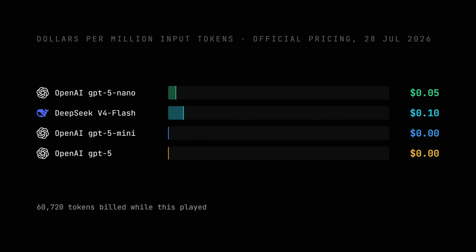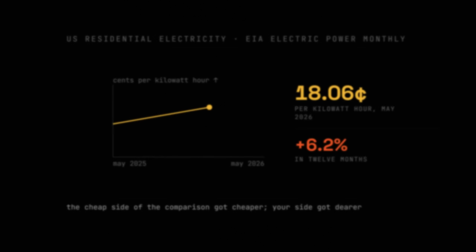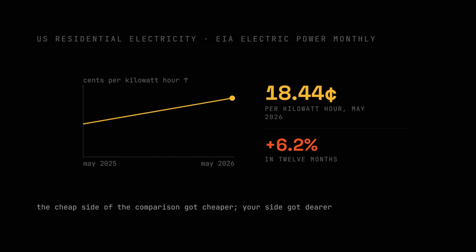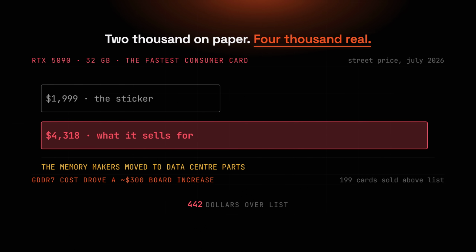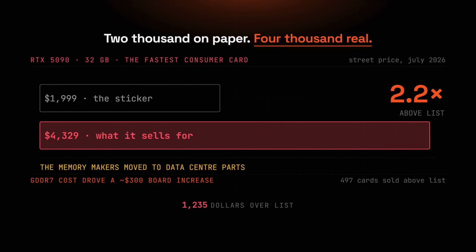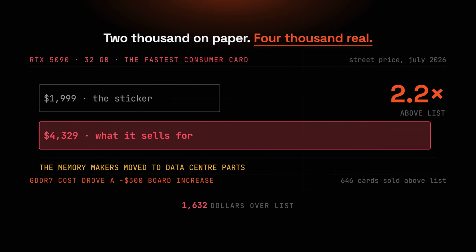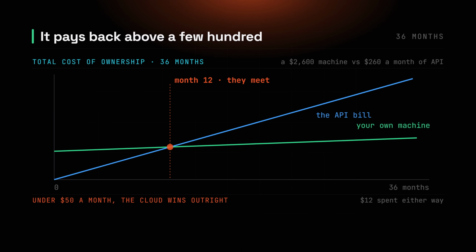Then there is the bill. OpenAI will sell you 1 million input tokens for 5 cents. DeepSeek will run a capable model for 14. Meanwhile, American electricity hit 18.5 cents a kilowatt hour, up 6% in a year. And the card got worse, not better. The 5090 carries a $2,000 sticker and sells for about $4,300 because the memory makers move their lines to data center parts.